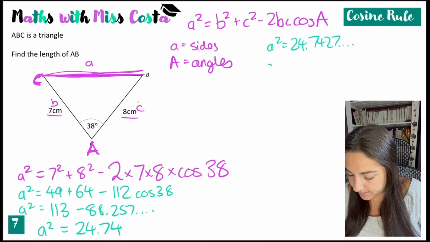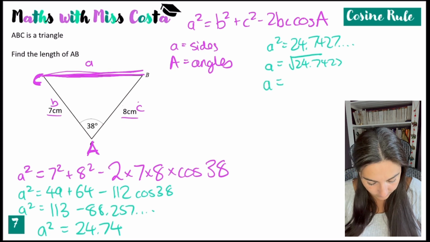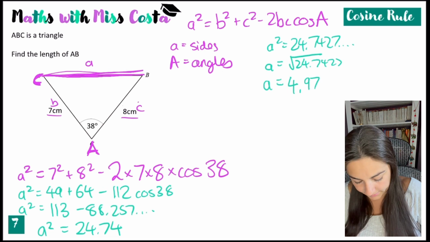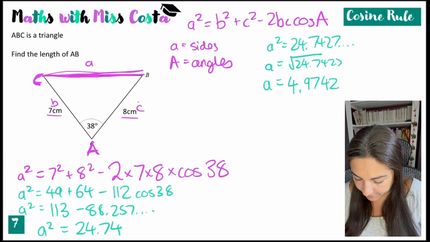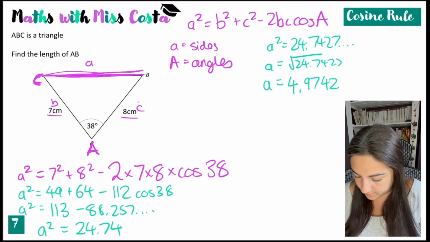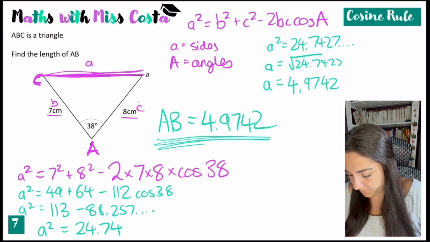So if a squared is 24.7427..., to work out a, you just do the square root. So that would give you the square root of the answer, which is 4.9742. So a, or AB, the length, is 4.9742.